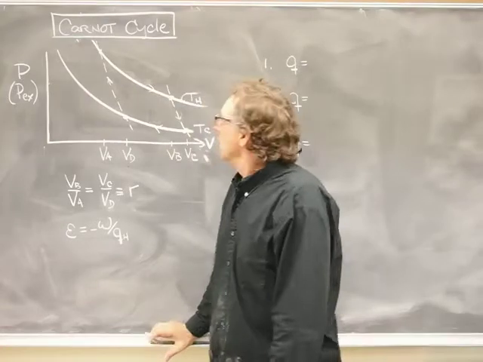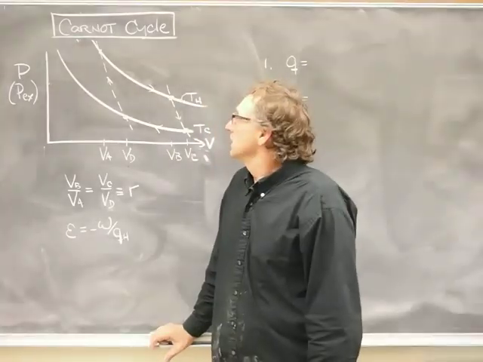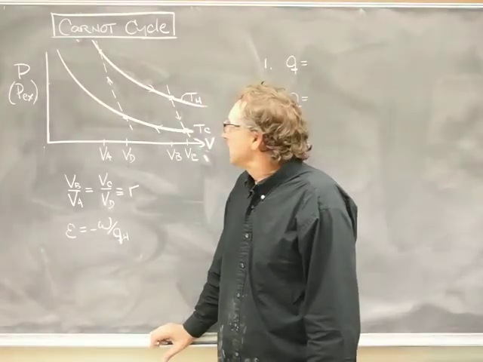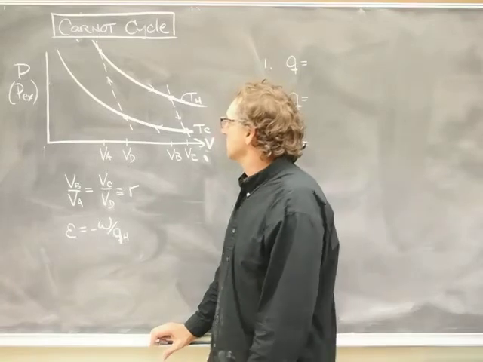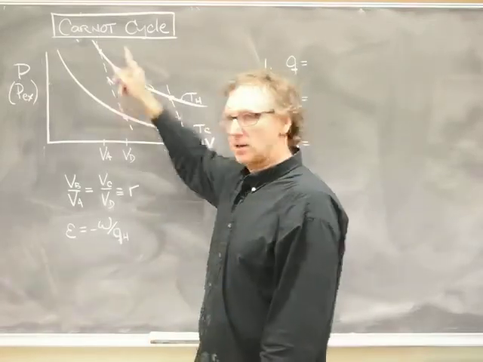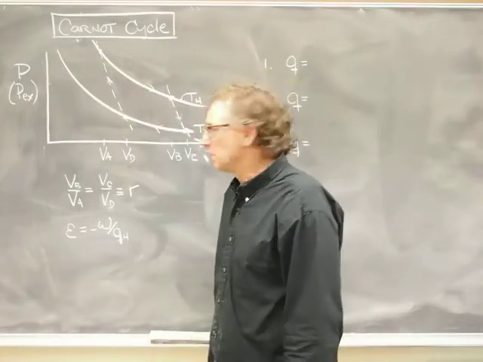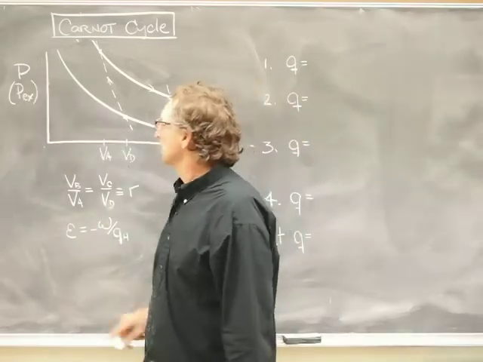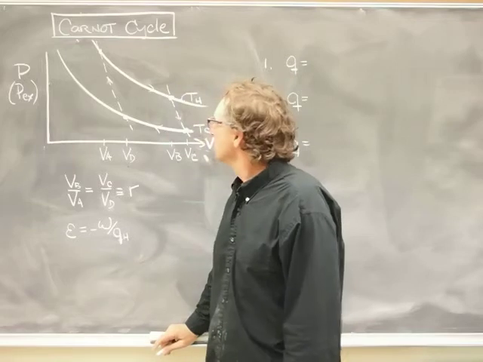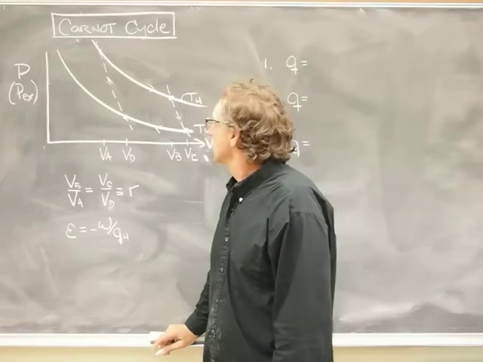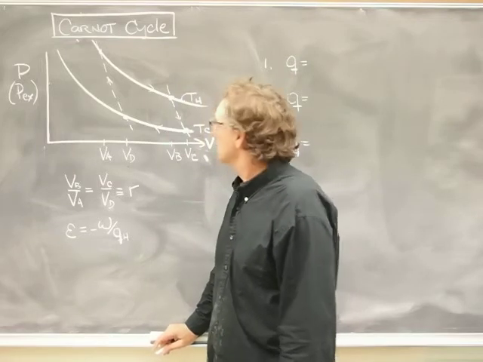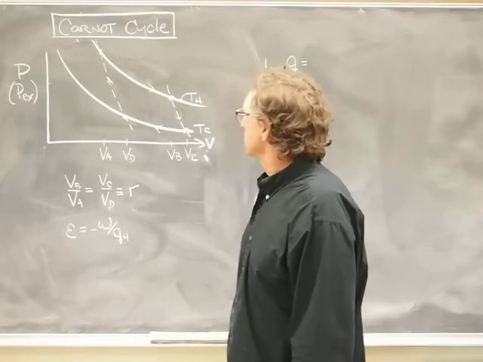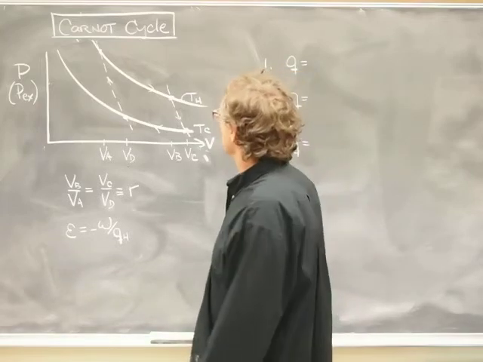Hi, I'm here to help you out with some details on the Carnot cycle. Remember that the Carnot cycle is a cyclic process that we take an ideal gas through. All the steps are reversible, so I've labeled this vertical axis P or P external, because the gas is always in mechanical equilibrium or pretty close to it. And there are 4 steps in the Carnot cycle.